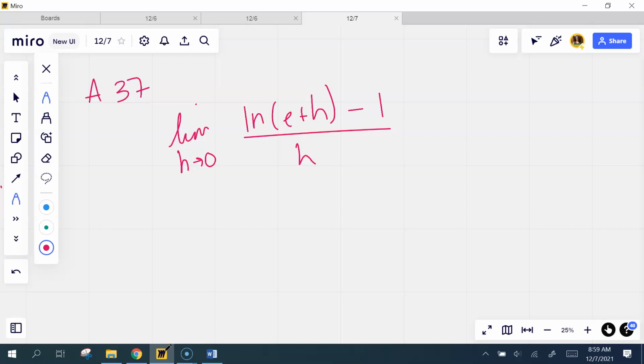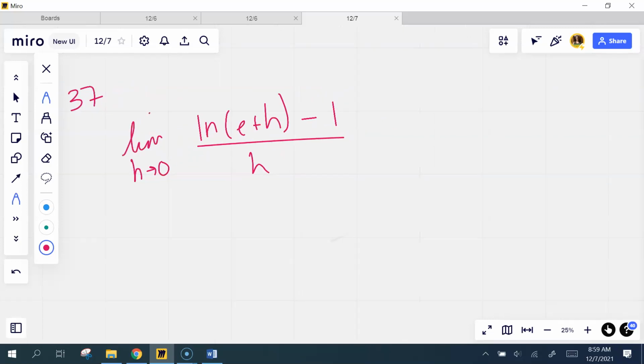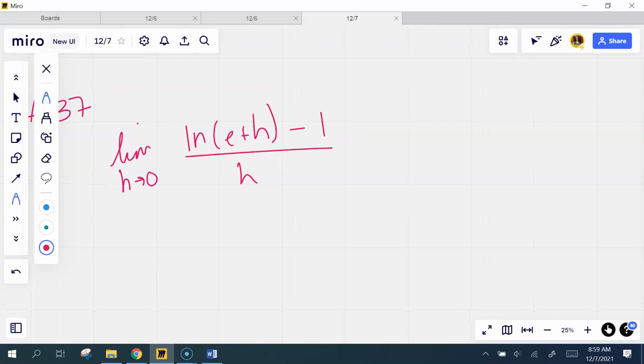We learned this. Yeah, I think we have. What does the difference quotient look like? You can do this. What's the difference quotient look like? Oh gosh, f of x plus h minus f of x all over h.